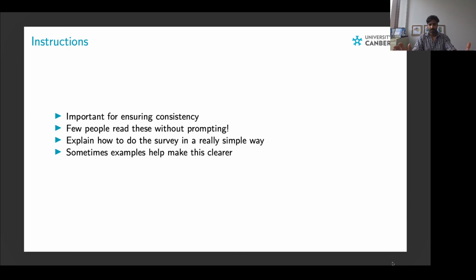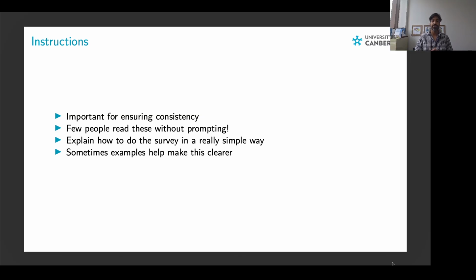For the instructions, it's important for ensuring consistency, and few people read these without prompting. If you are doing a self-administered survey, one thing you can do to get assurance that people know what's happening is give them a quick quiz. They read the instructions and you give them a quiz, and if they don't pass the quiz, then maybe they don't get to do the survey. Of course, this has implications for compliance, but it really does ensure that people are reading the information.